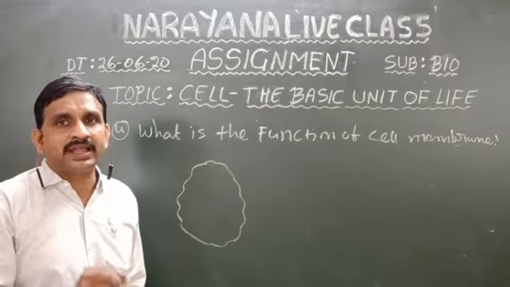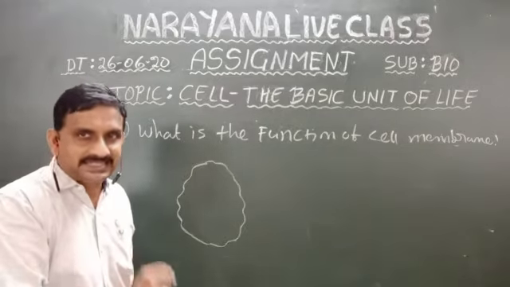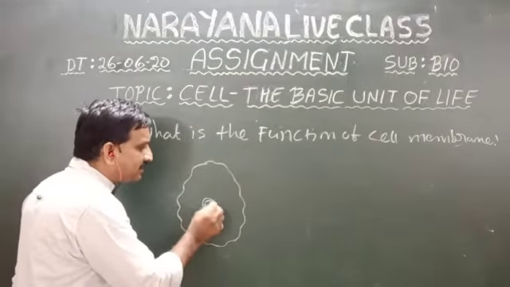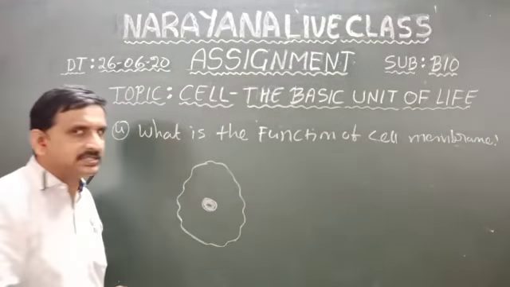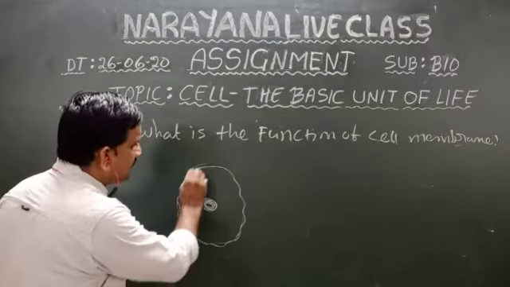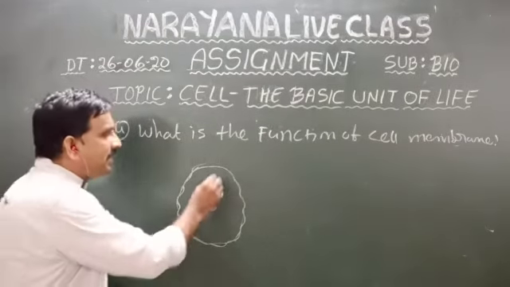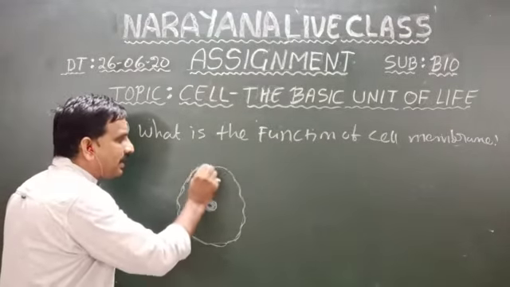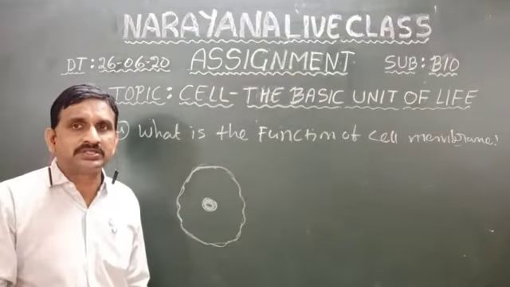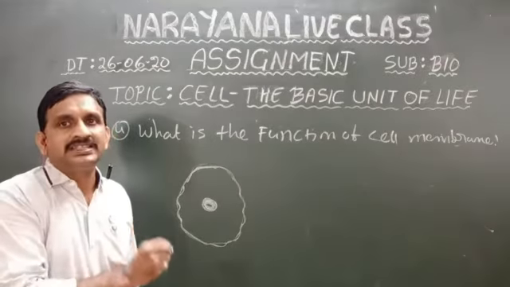The cell membrane gives different shape and size to the cell. How can you say what is the shape of the cell? The shape, round shape or oval shape, whatever it is. How can you say if it is round or oval? Depending on the cell membrane, the outer layer. That's why the cell membrane gives different shape, structure and size to the cell.